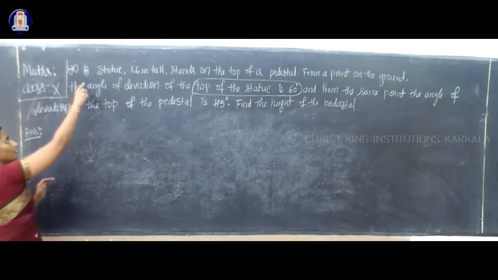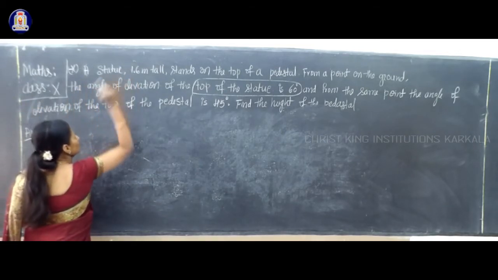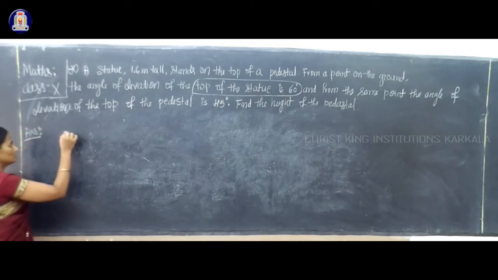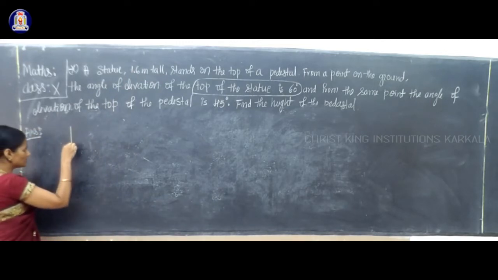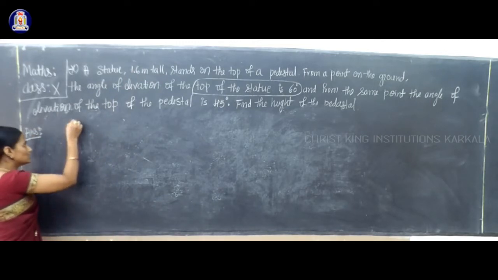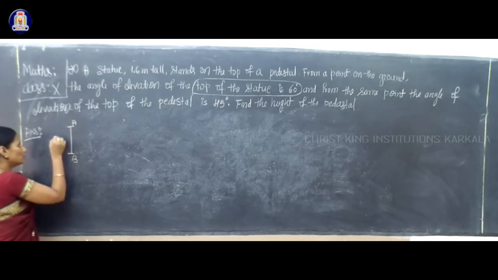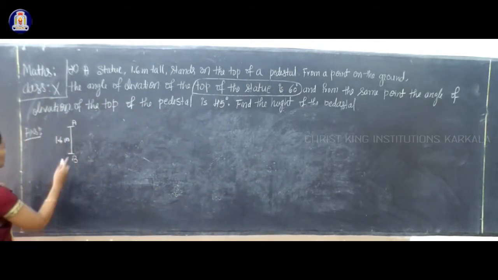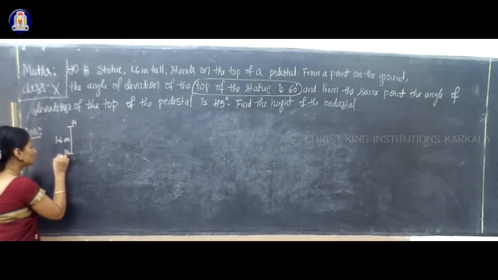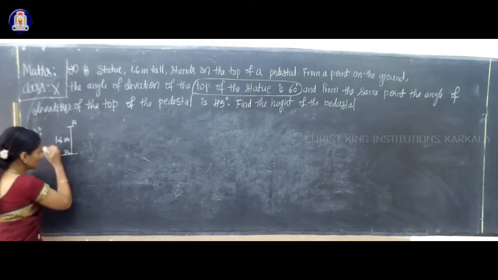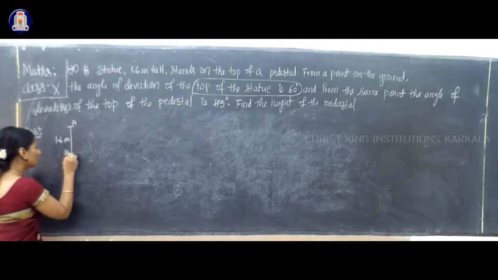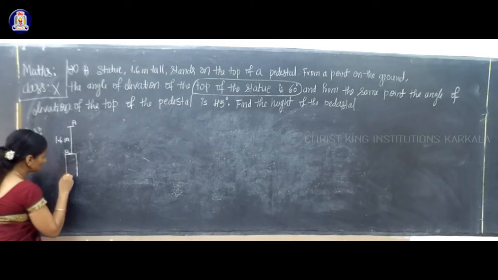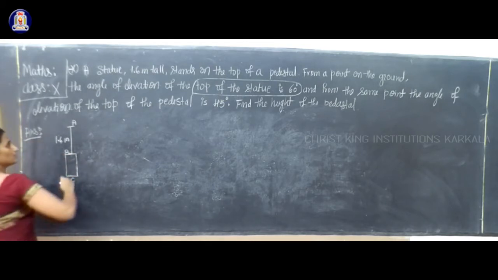Let us repeat. A statue is 1.6 meter. So in the figure, this is the statue, that is AB. What is the height of that? 1.6 meter. That stands on a pedestal. So this is the pedestal, that is BC.